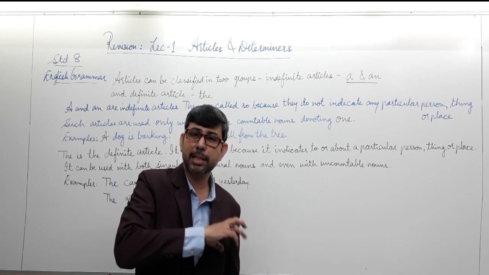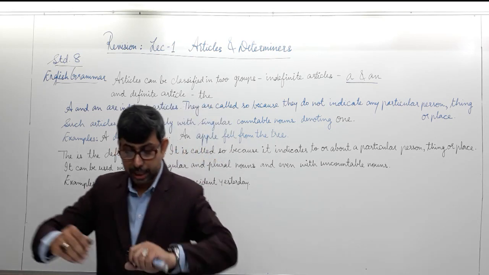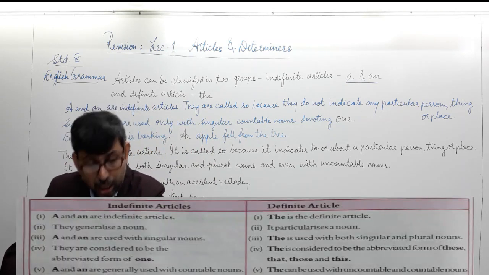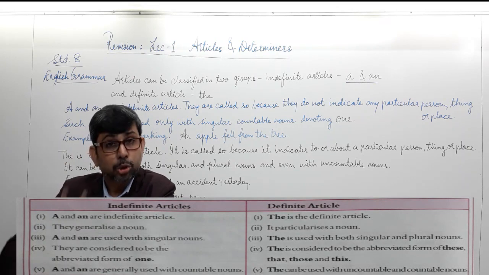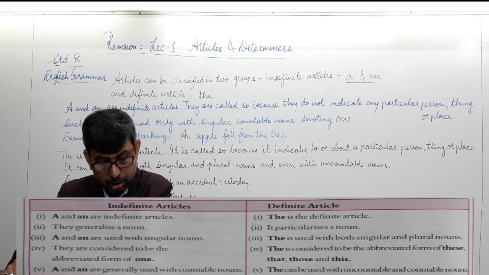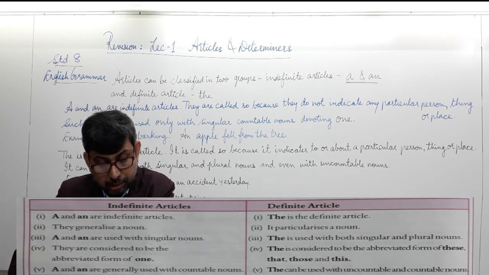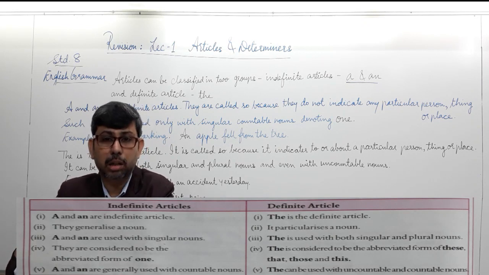Let us try to summarize this piece of information in a tabular chart, which I will read out to you. Indefinite articles and definite articles. Keep these two views in your mind. As a first point of difference, indefinite articles a and an are used to generalize a noun.